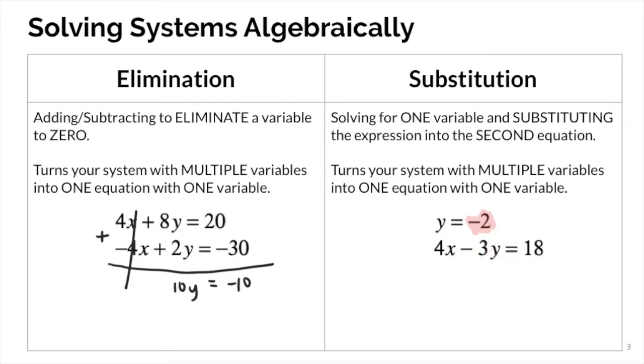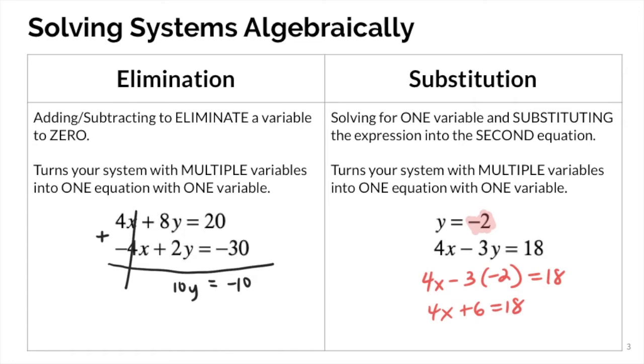y, right? So when I do that, I get 4x minus 3, and then instead of writing y, I'm going to substitute in that value, negative 2, that I have equal to y in my first equation. And then write the rest of my equation out. I can multiply negative 3 and minus 2 together to get 4x plus 6 equals 18. And once again, I get a linear equation with one variable that's actually pretty easy to solve. So the effect of both of these algebraic methods is actually the same.